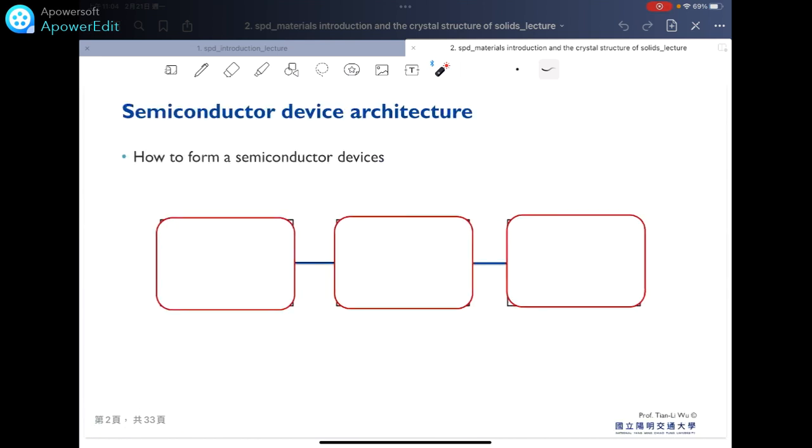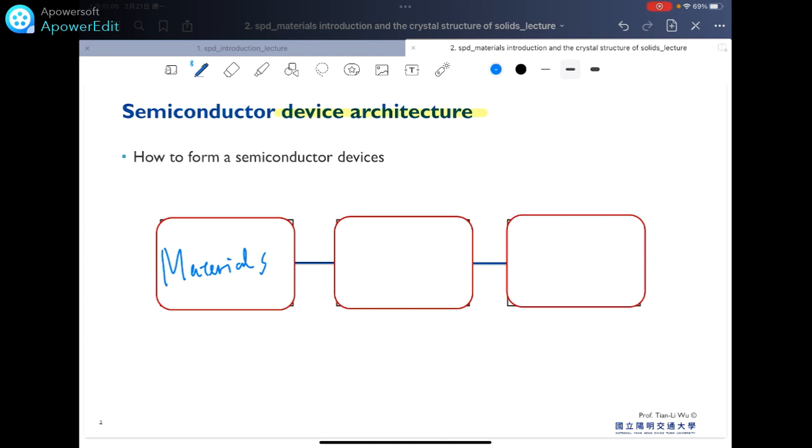Okay, so before we talk about the materials, we need to understand how we actually form the semiconductor device. The semiconductor device architecture actually contains several different basic parts, and then we put the different parts together, and then it will become a device. So therefore, we need to understand the basic parts first. The first essential for the semiconductor device is for sure materials. So first, we need to have a semiconductor material here.